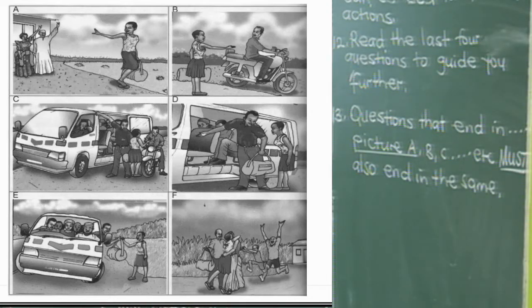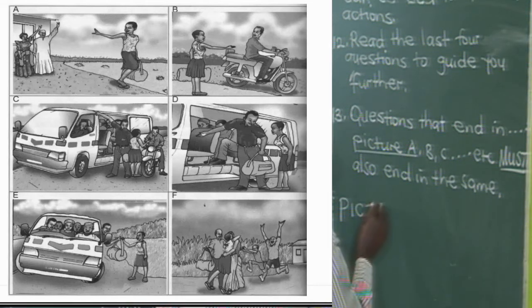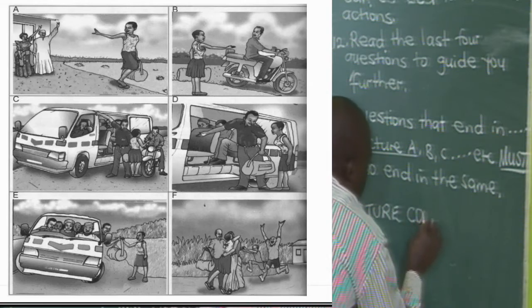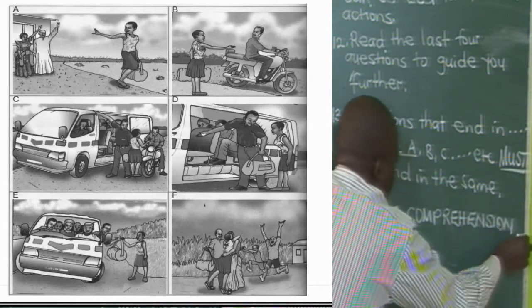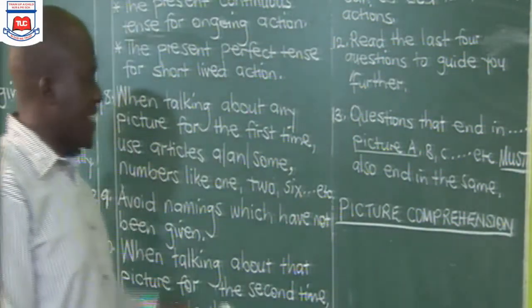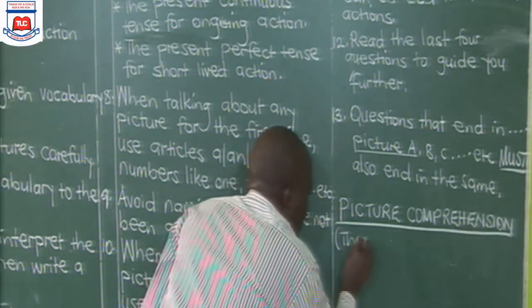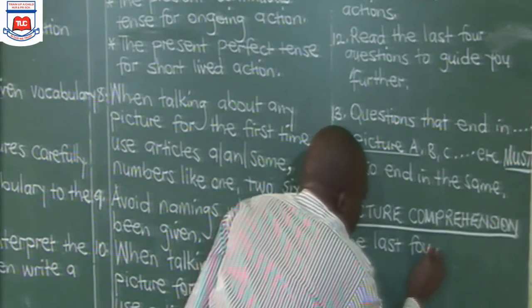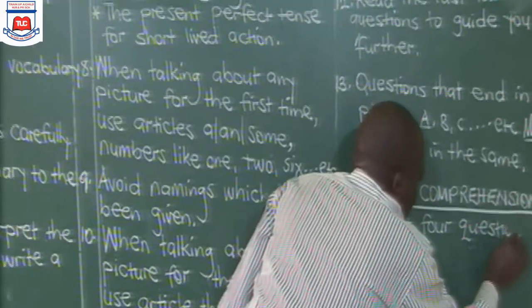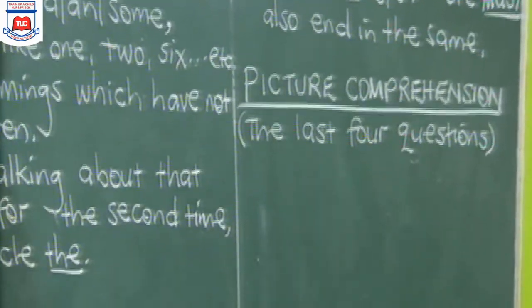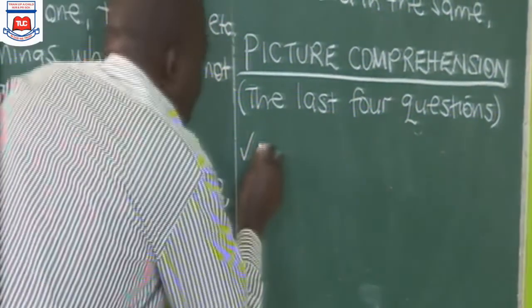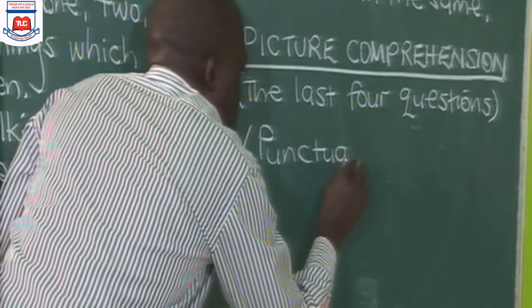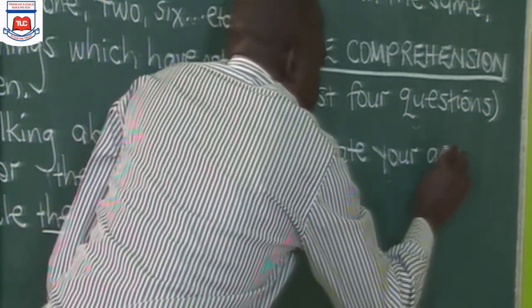So when we come to the picture comprehension part, with the picture comprehension, these are the last four questions. The last four questions are what we are calling picture comprehension. What are you supposed to do with them? Number one, you are supposed to punctuate your answers.